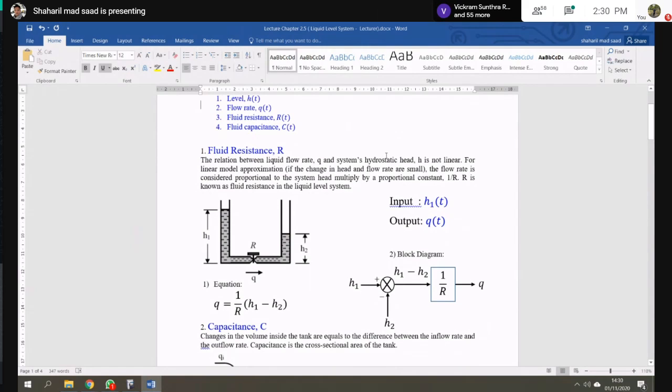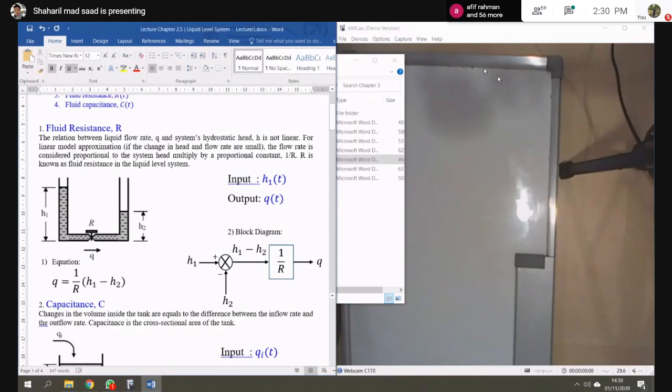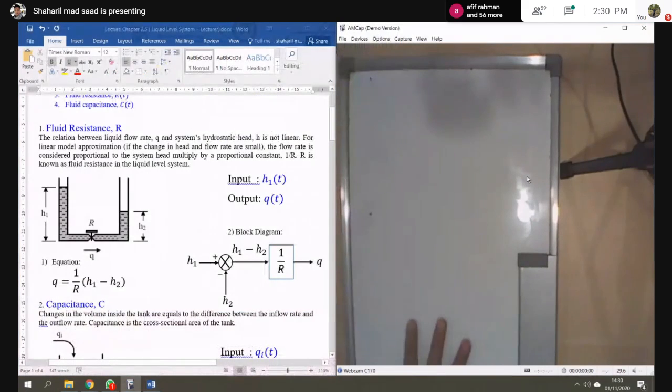Resistance is where you will have some valve here. When you open this valve, you can see the height from the input go to the output right here. So in this case, you will have some equation. I like to draw so that you can fully understand.